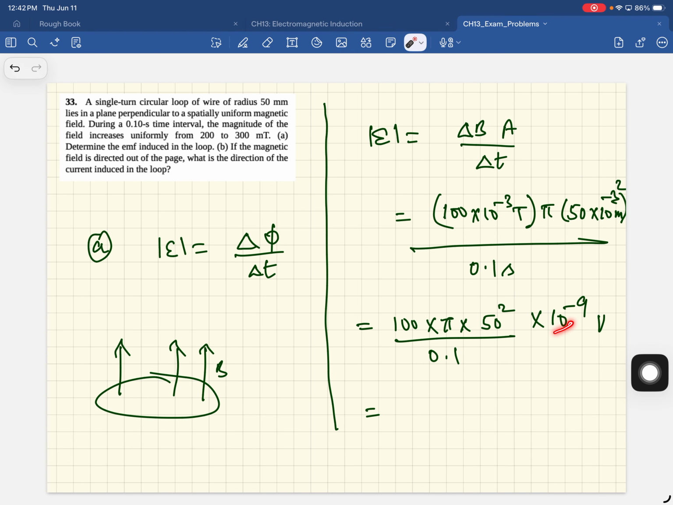I thought it was reversed for that case. Okay, so flux is decreasing, so you want to produce a magnetic field like that to oppose the decrease.